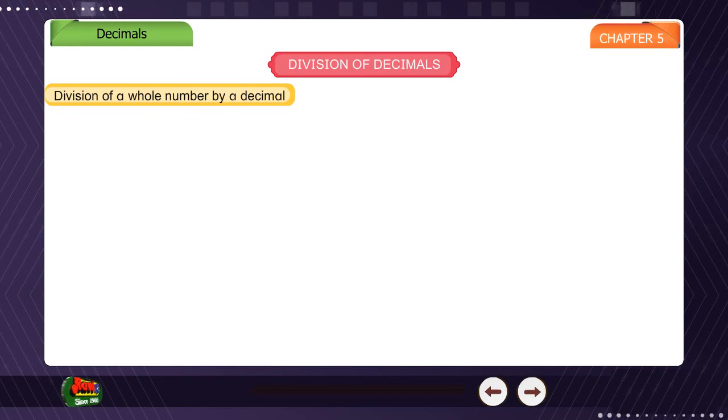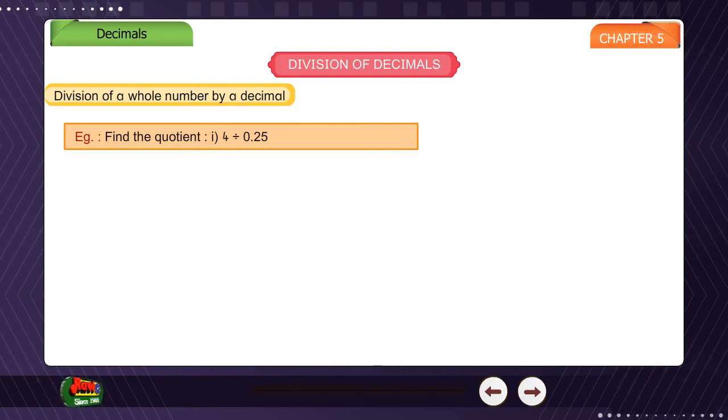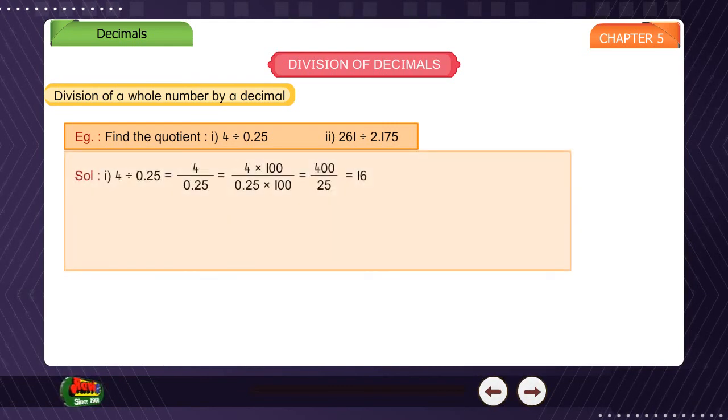Division of a whole number by a decimal. Example, find the quotient. 1. 4 divided by 0.25, 2. 261 divided by 2.175. Solution. 1. 4 divided by 0.25 is equal to 4 by 0.25, is equal to 4 into 100 by 0.25 into 100, is equal to 400 by 25, is equal to 16.